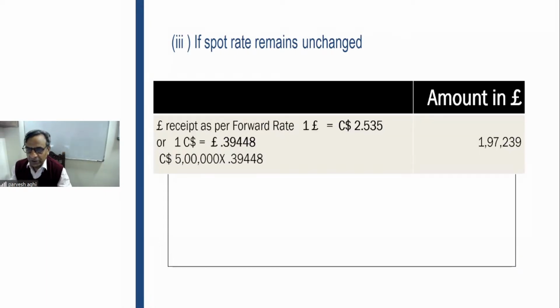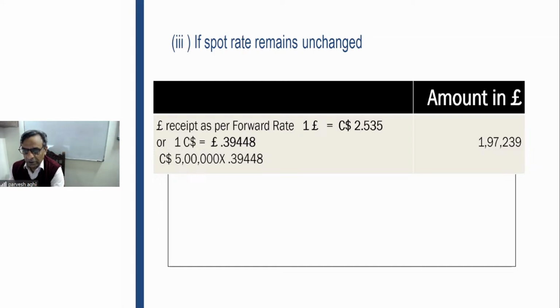So coming to the third one, which I asked you to give me some answers. So let me just understand. Now, the third one was if the spot rate remains unchanged. Okay, if it remains unchanged, this money he would have anyway got because he has already taken a forward cover. So he's getting 1,97,000 because the rate is given to us that £1 is Canadian dollar 2.535, which we calculated on the basis of the interest rate differential.